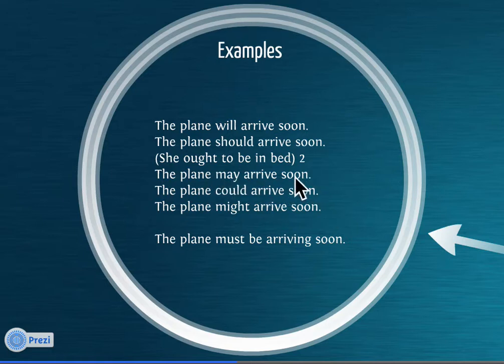The plane may arrive soon. The plane could arrive soon, and the plane might arrive soon. It's less and less possible. What is the difference with the present? None. Just that we're talking about the future. But just have a look at must. The only detail is that we cannot use must like this. For example, we cannot say the plane must arrive soon. In the future we need to say the plane must be arriving soon, in the continuous form. That's it.